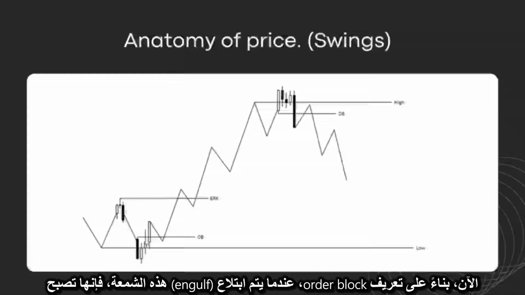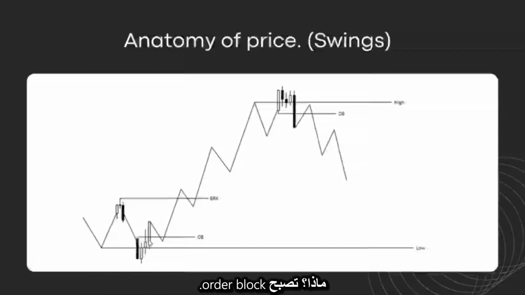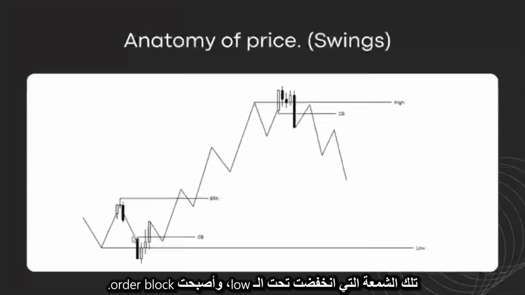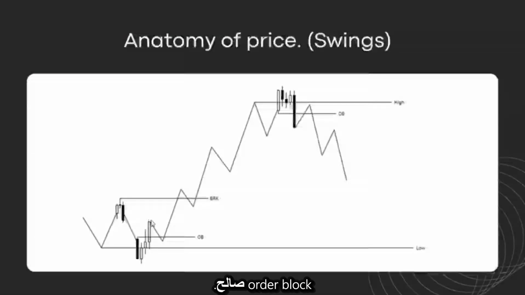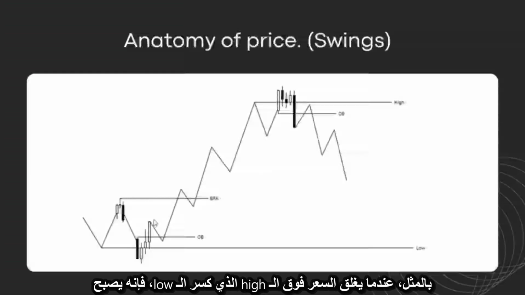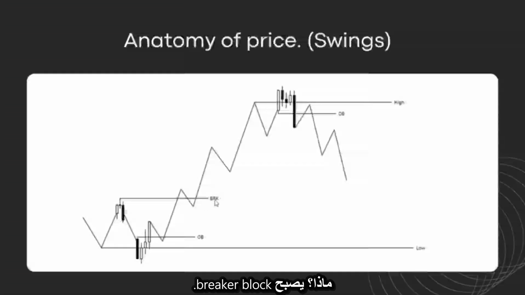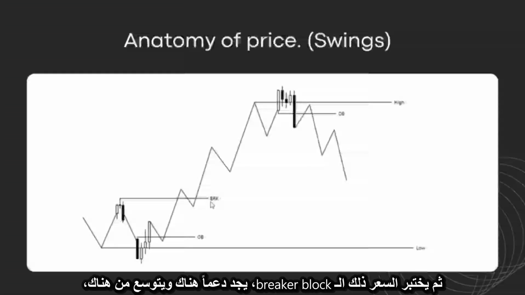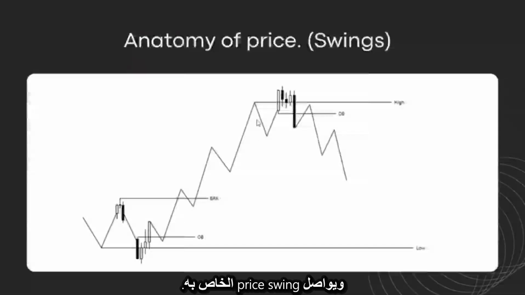Based on the definition of an order block, when such a candle is engulfed, it becomes what? It becomes an order block. Here you can see the price closed above that candle that dug below the low, and it became a valid order block. After that, price retests it and expands from there. Similarly, when price closes above the high that broke the low, it becomes what? It becomes a breaker block. Then price tests that breaker block, finds support there, expands from there and continues its price swing.